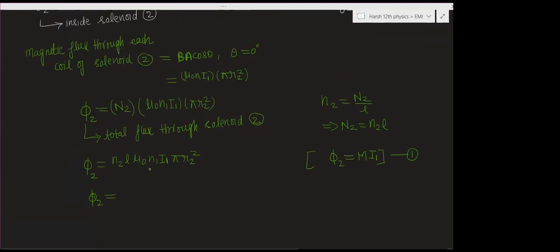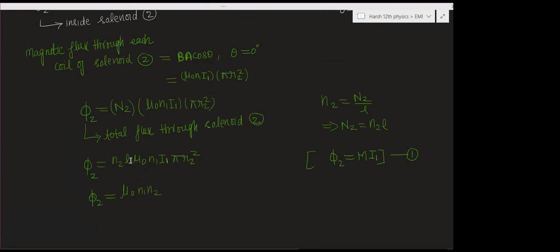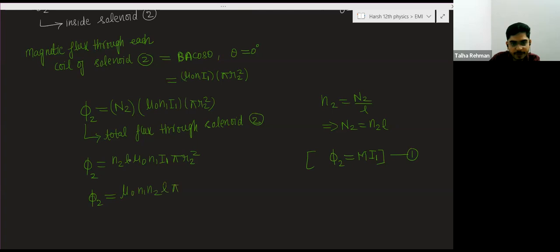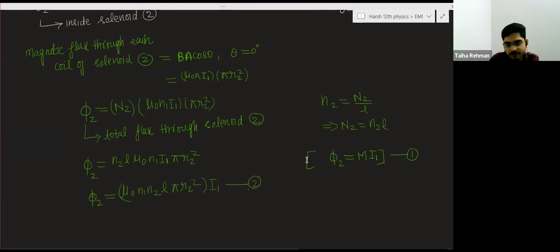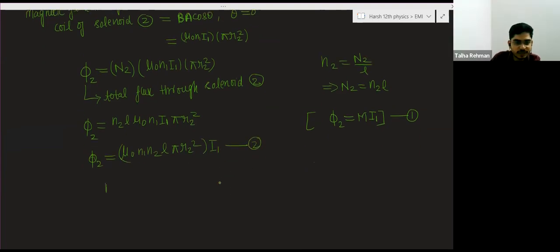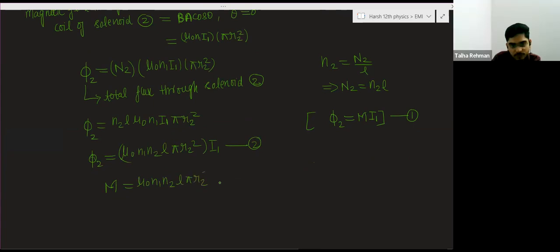So now I can write this as mu naught N1 N2 L into pi into R2 square into I1. Now compare equation 1 with equation 2. You will get the value of M as mu naught N1 N2 L pi R2 square. This will be the coefficient of mutual inductance.